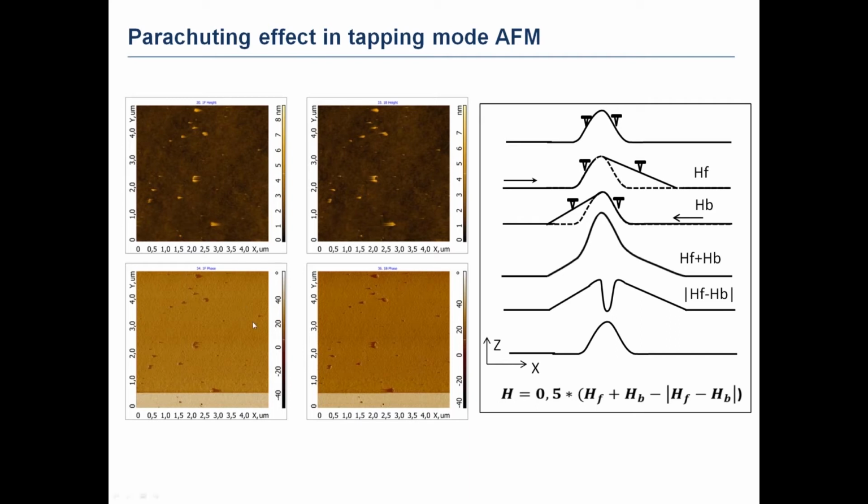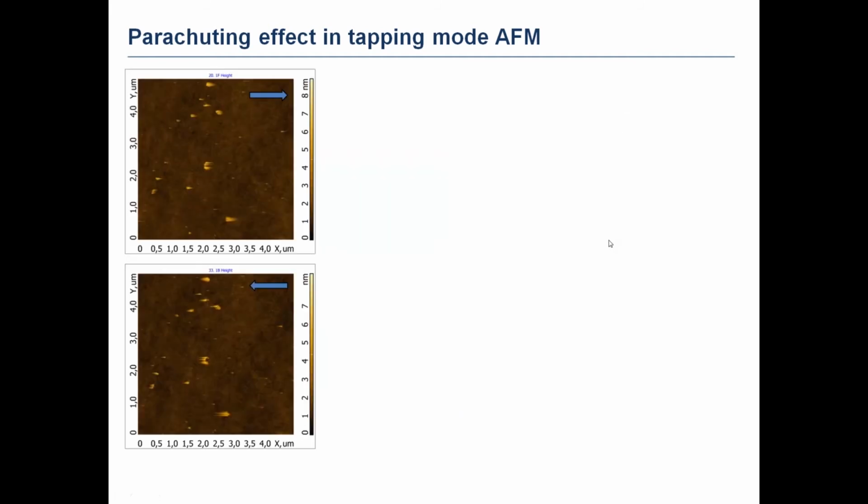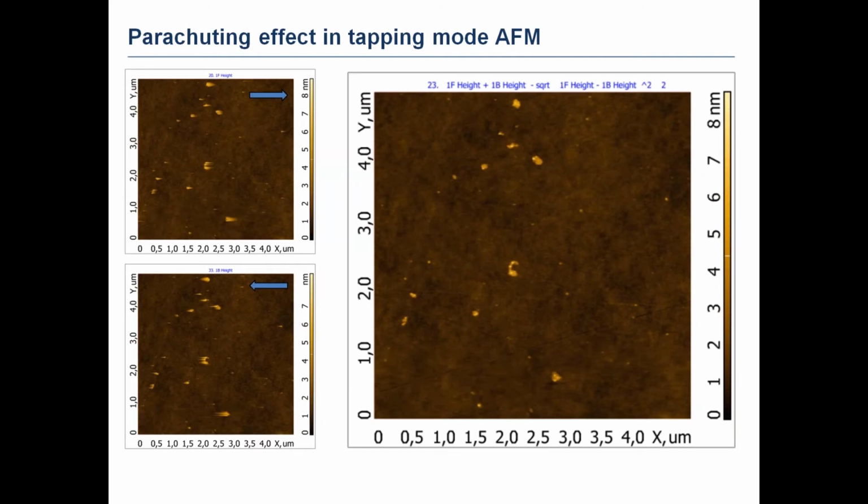And quite the same artifacts appear on the phase imaging, looking like a shadow. Well, first of all, it is worth mentioning here that these artifacts can be minimized by using simple arithmetics, because anyway, scanning each line of the scan, we have the forward and backward signal. Why not use it? And if we know some quite simple arithmetics, we can subtract this phenomenon and decrease the influence of the parachuting.